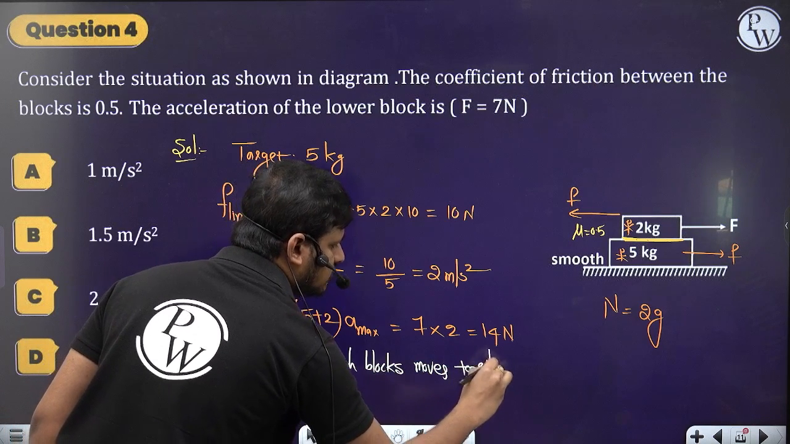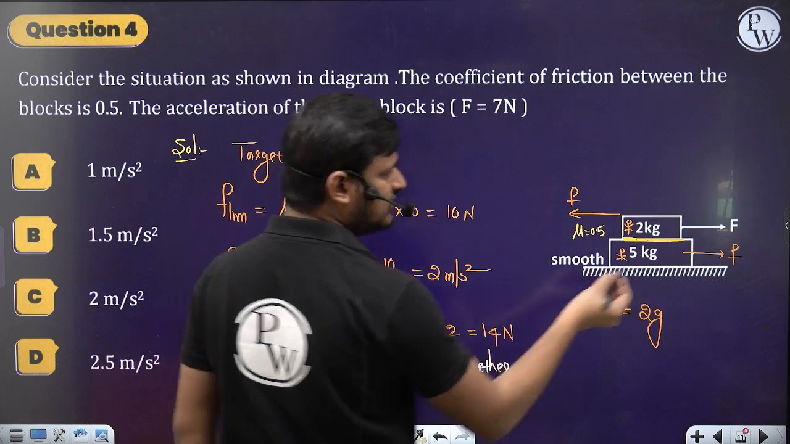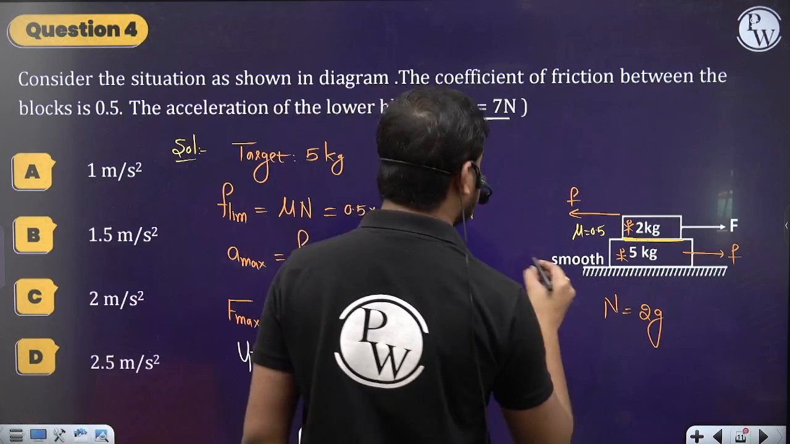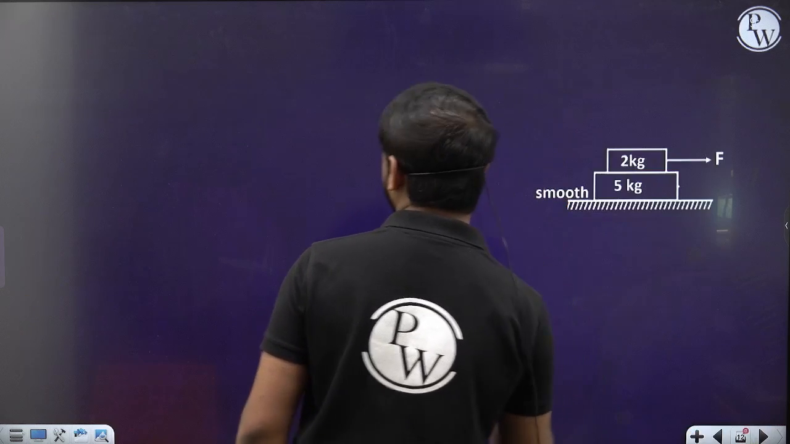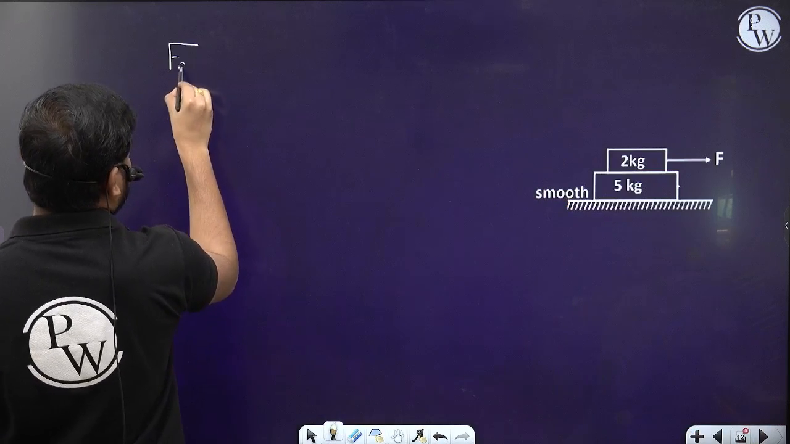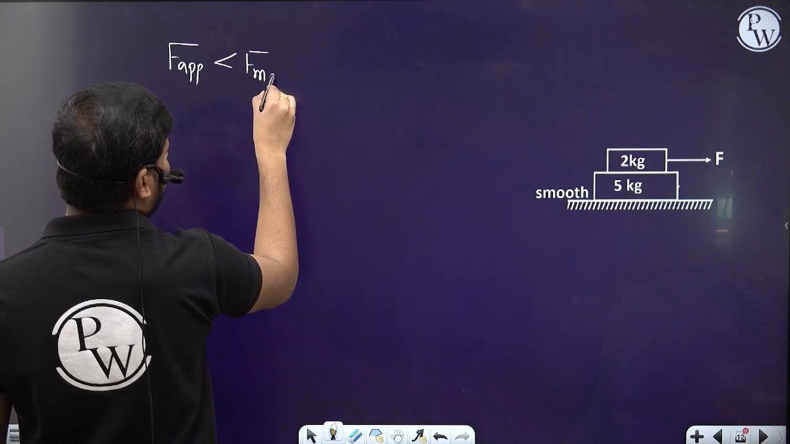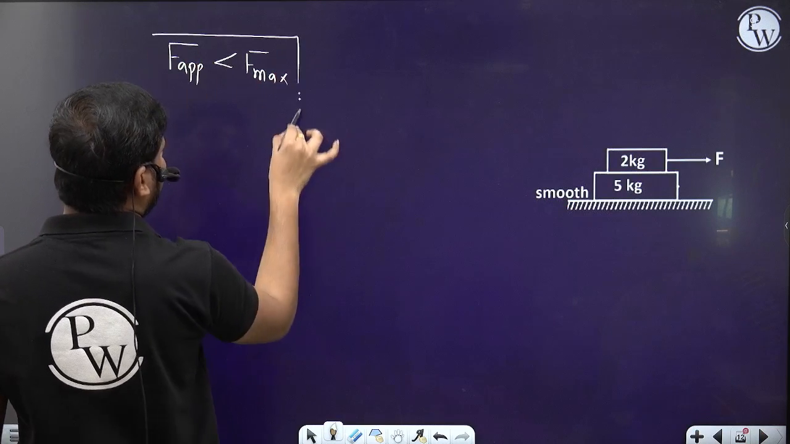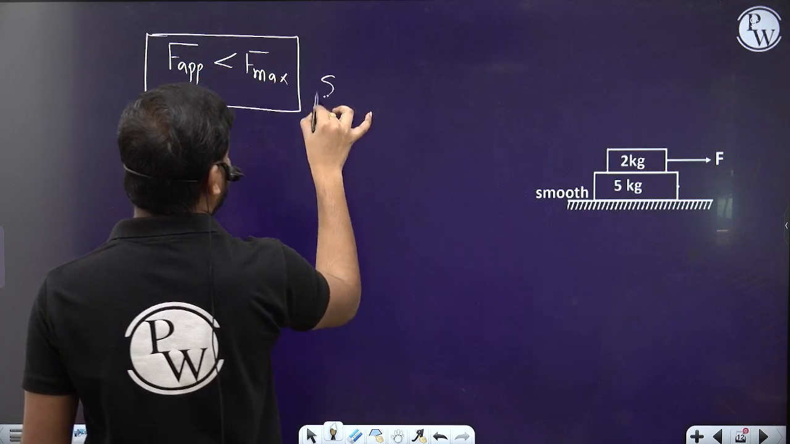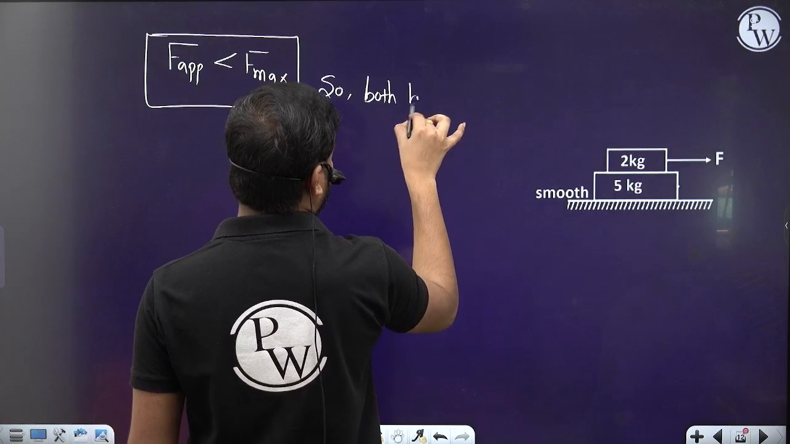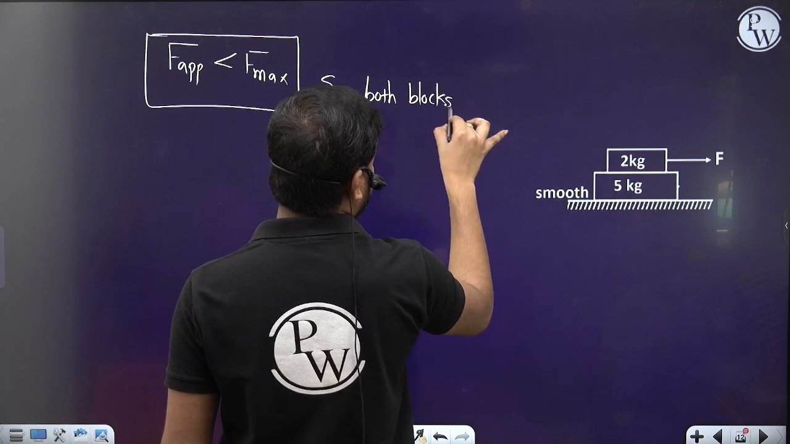Yes or no? So here, what is the applied force? The applied force is 7 newtons, they gave. So in this particular case, the F applied is less than the F max. So both blocks move together.